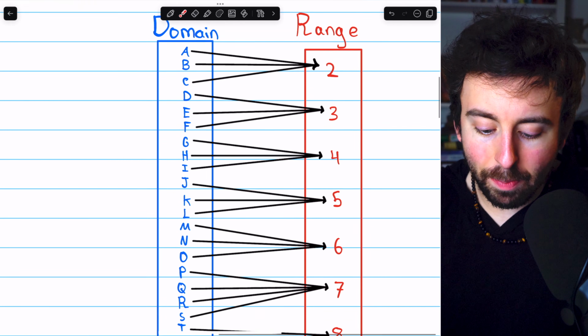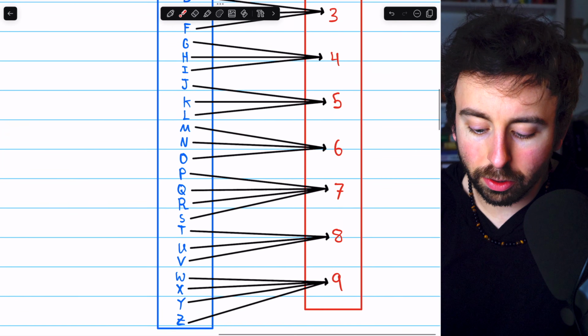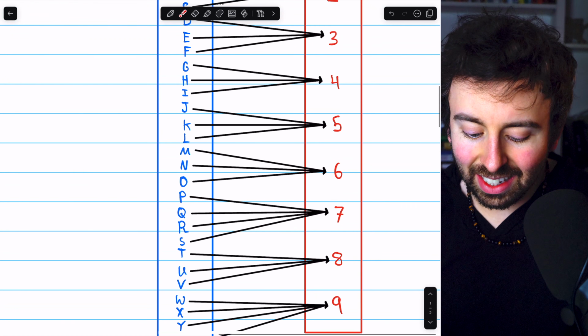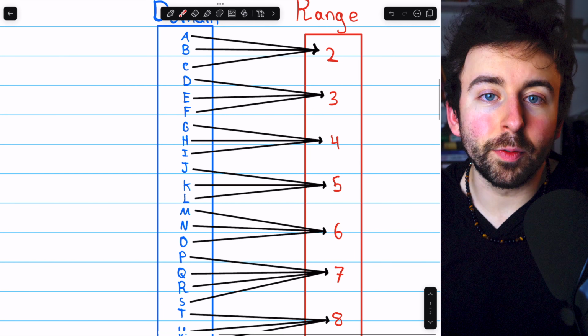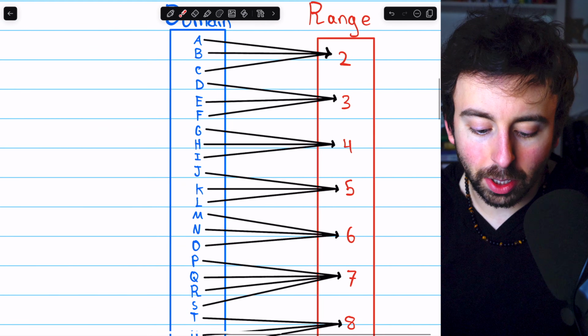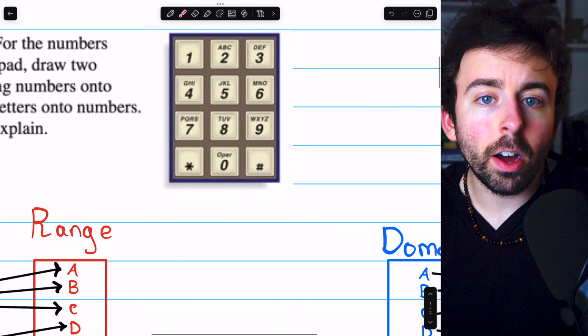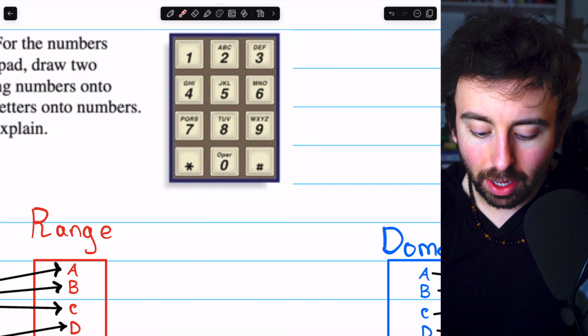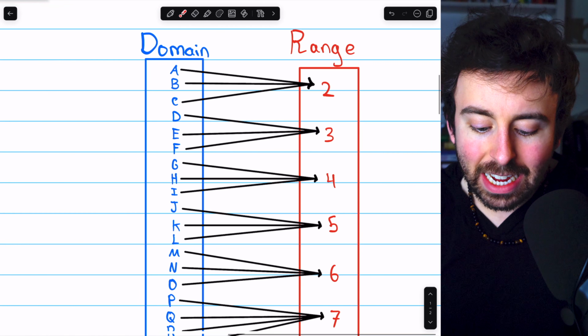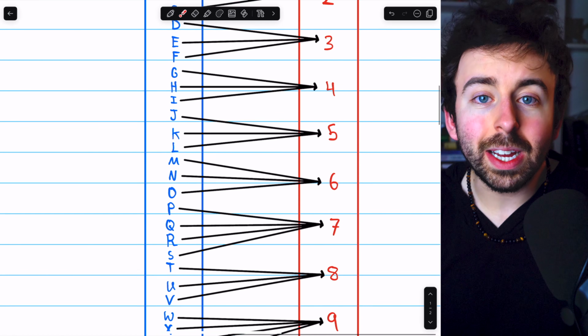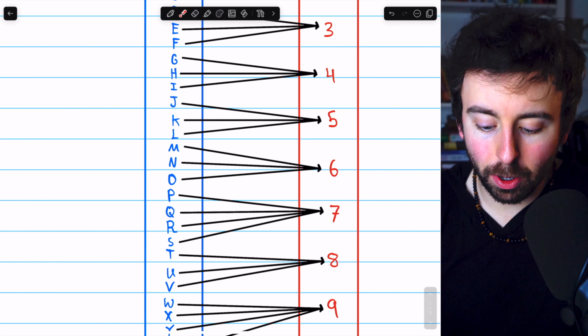This is the mapping of letters to their corresponding numbers, and this is indeed a function. Each letter, if you look at the keypad, is present on only one number. So in our mapping diagram, each letter maps to exactly one number.